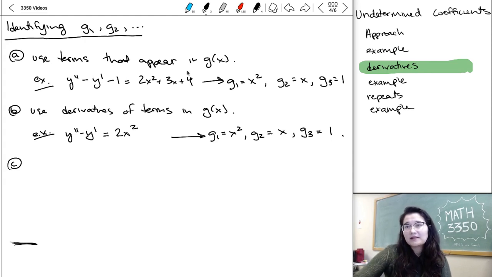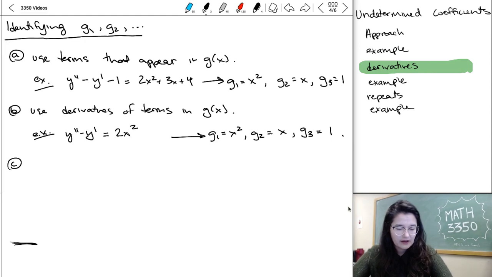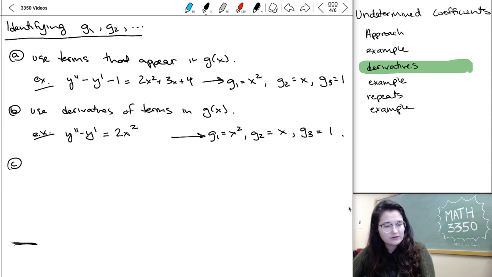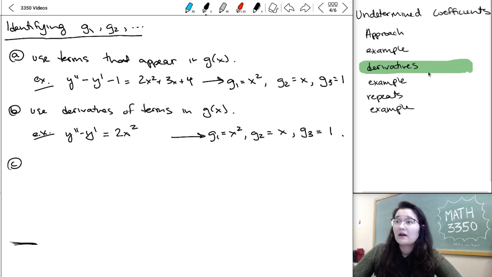So even though on this side I had 3 terms, and on this side I only have 1, I'm still going to end up with 3 g's that I add to my problem, because I need to consider all the possible derivatives that I might be introducing when I start to take y sub p and plug it into that differential equation. We're going to do an example that looks like this. I've been flipping all over the notes, so I want to make sure I get to the right place. Yep, there it is.